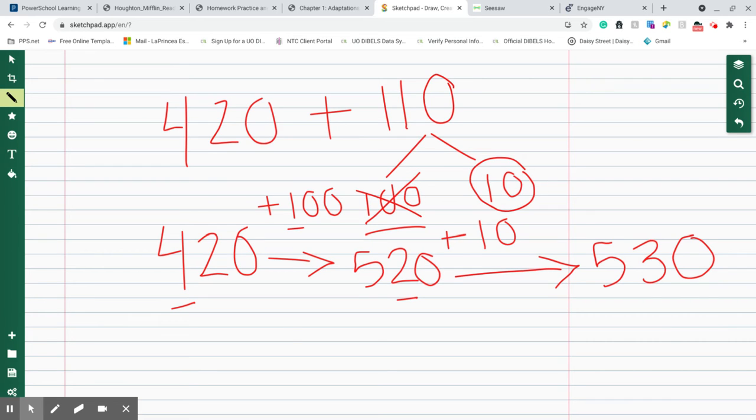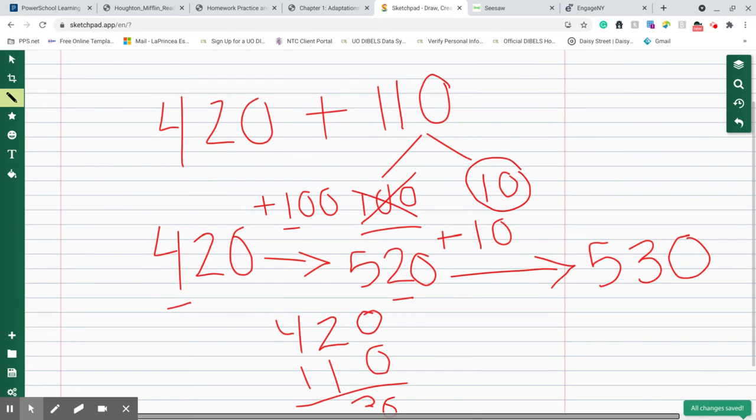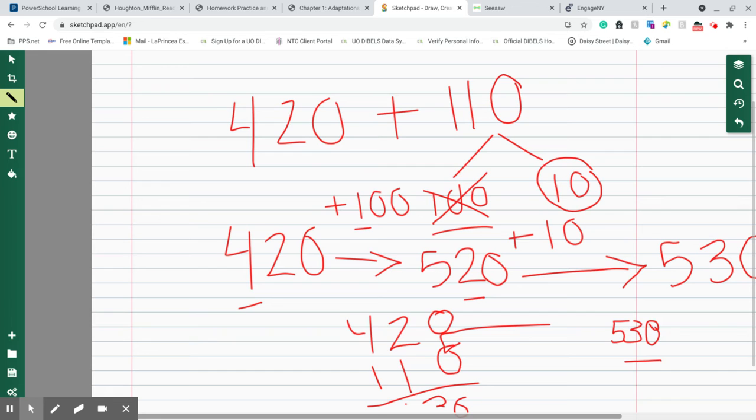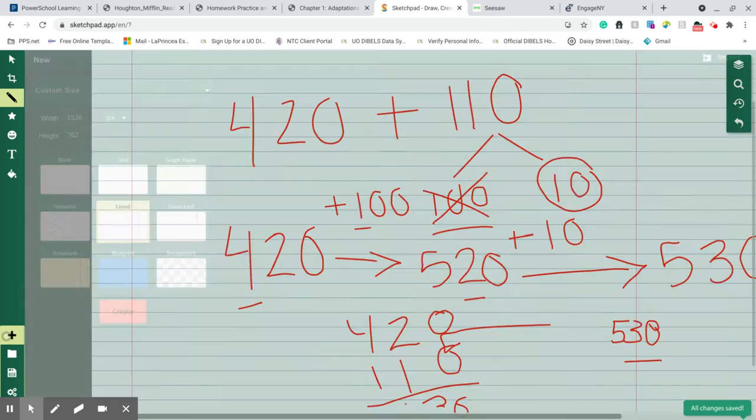And I can check my work by doing another way. Okay, so let's go 5, 3, and 0. And when both answers match, I know that I did my problem correctly.